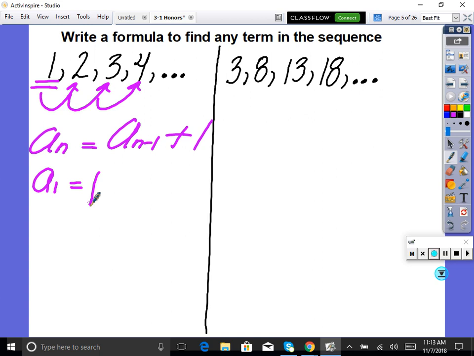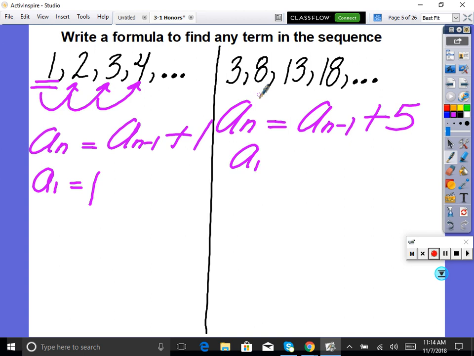Yes? Okay, let's write our formula for this one. Any term in the sequence will be: take the previous term and what? Add 5, right? And then, for this one, if we start at a sub 1 of 3, I could recreate it: 3, 8, 13, because I know what to do based on the formula. Now that formula is really nice and easy to write.